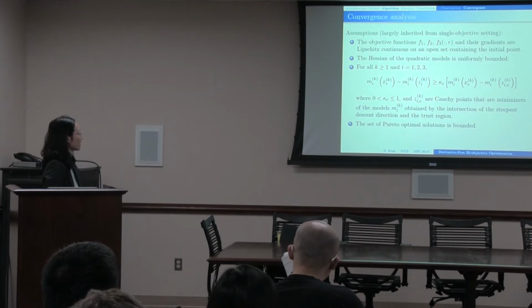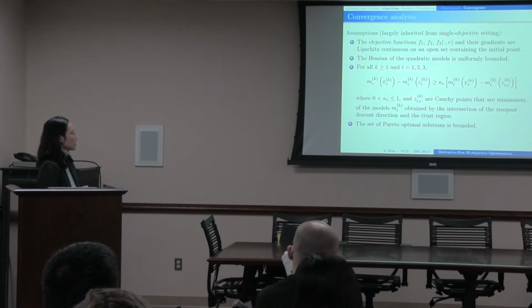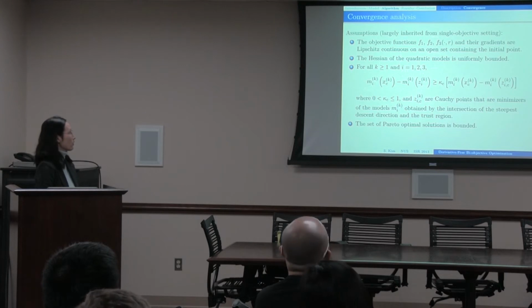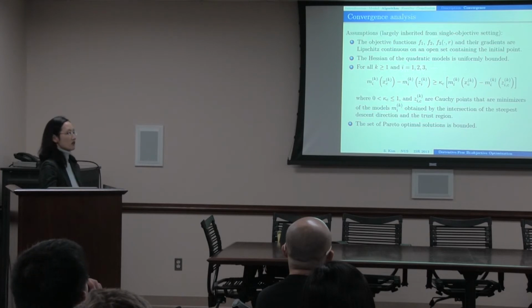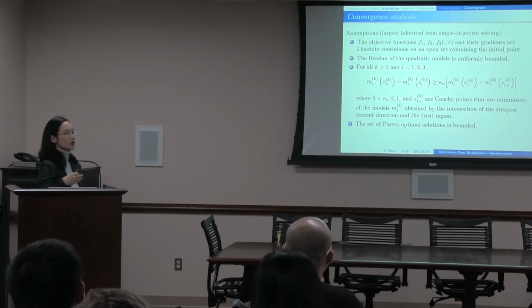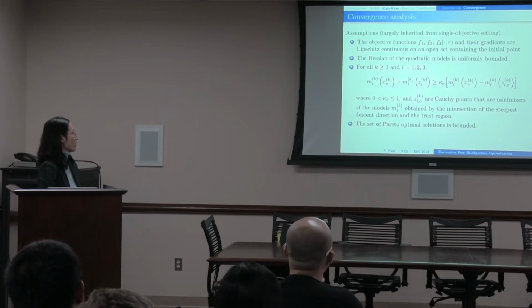So let me just briefly talk about the idea of the convergence. We assume the typical assumptions for the single objective trust region method case. So the objective functions are Lipschitz continuous and the gradient is also Lipschitz continuous. The Hessian is uniformly bounded. This condition basically means that we can guarantee a certain quantity of improvement in the meta models. And we assume that the Pareto optimal solution is bounded.